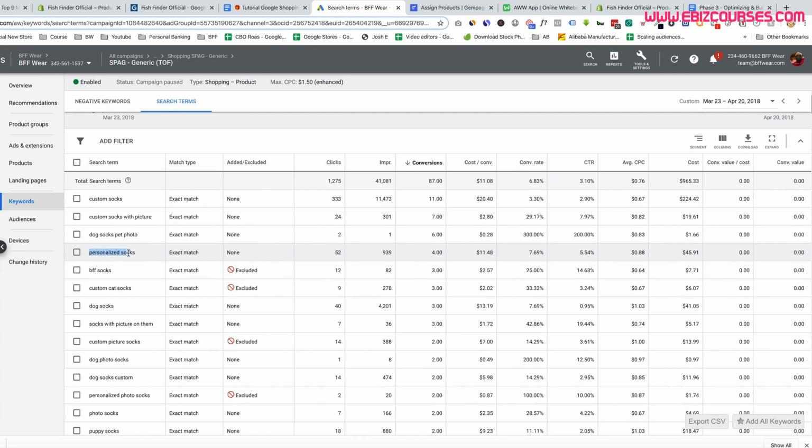And then my next one is personalized socks. It's already done for me. I have enough data, so I'm like, okay, this is great. The reason why I also like personalized is because personalized is a completely different word than custom. So I know this is going to be ranked differently. It just is. So the rest now I can fill in.